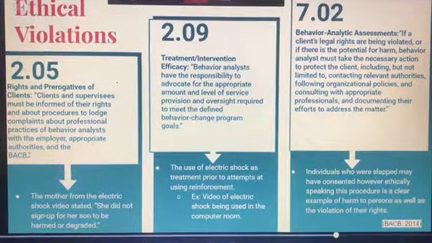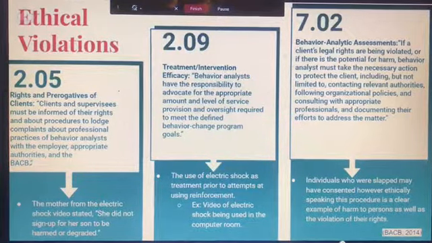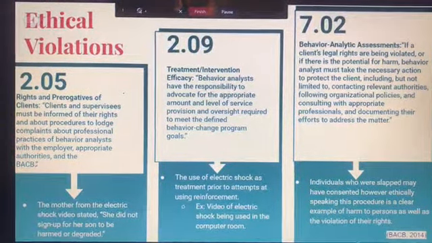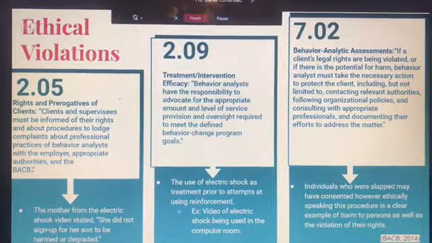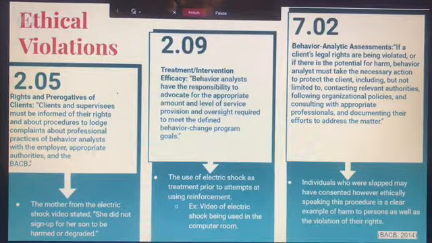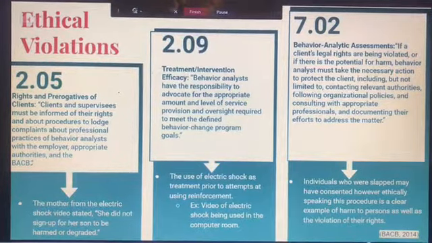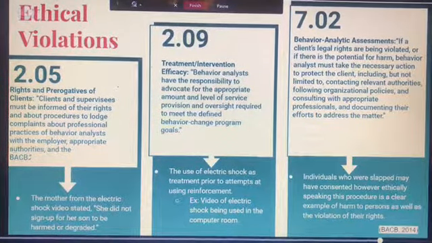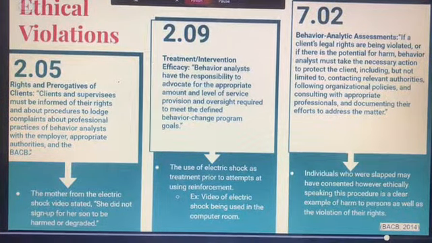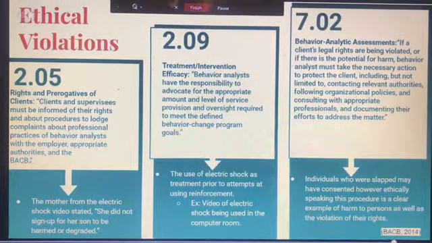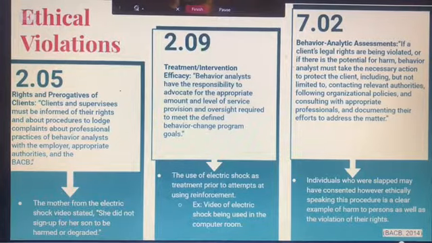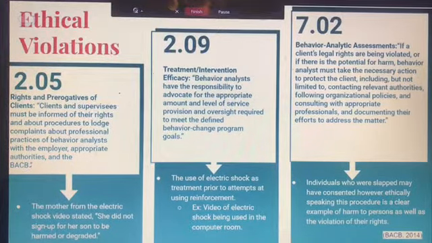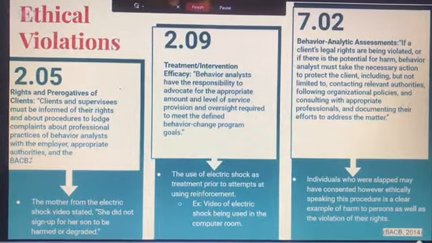In this instance, the mother from the electric shock video stated that she did not sign up for her son to be degraded or harmed, and she had no idea that the electric shock was going to be part of this treatment. In Ethics Code 2.09, Treatment Intervention Efficacy, behavior analysts have the responsibility to advocate for the appropriate amount and level of service provision and oversight required to meet the defined behavior change program. The use of electric shock as a treatment prior to attempts at using reinforcement. Example, the video of electric shock being used in the computer room.